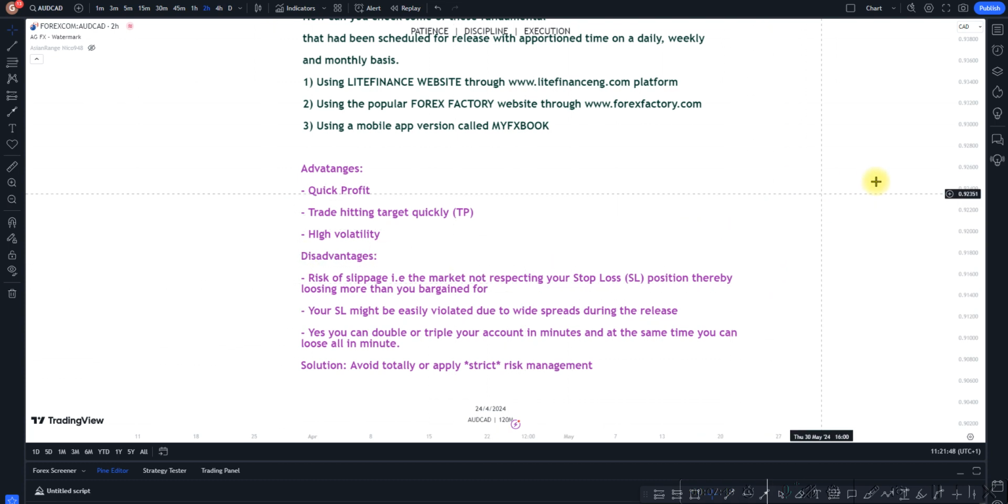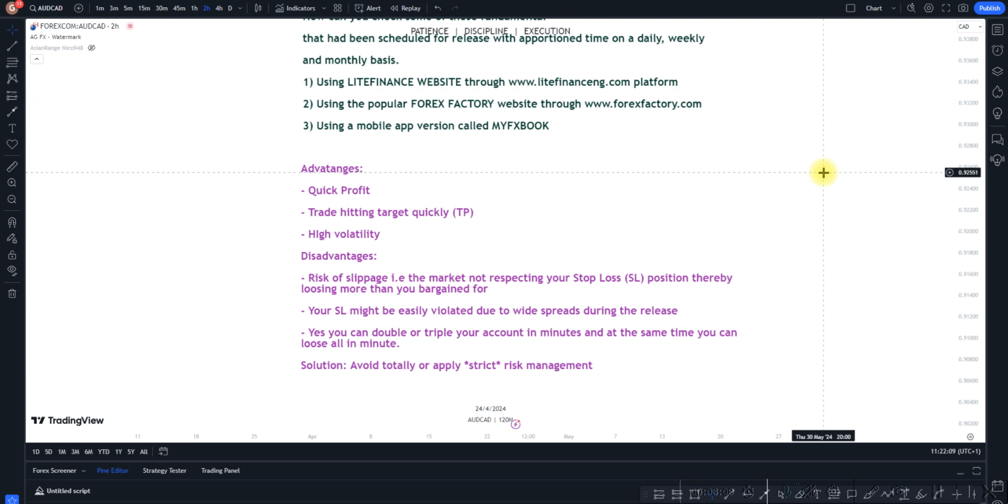somewhere, let's say around 2. Probably you place your stop loss at 2, but by the time the market is moving during those fundamental releases, with high impact news, it might close you at 4. Then you'll be surprised. I placed my stop loss at 2. Why is it not closing at 2? It's because of the high volatility.